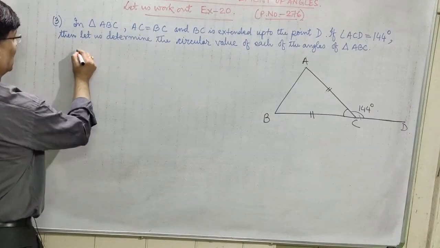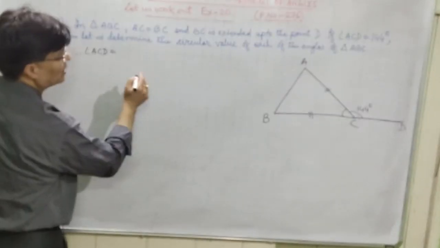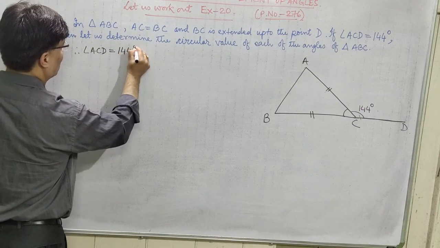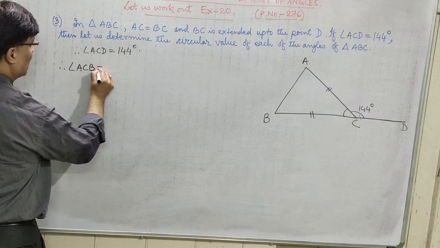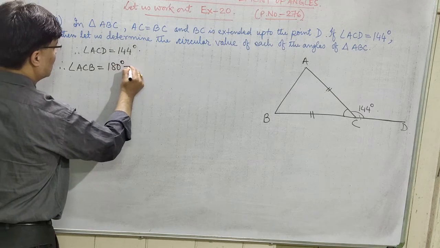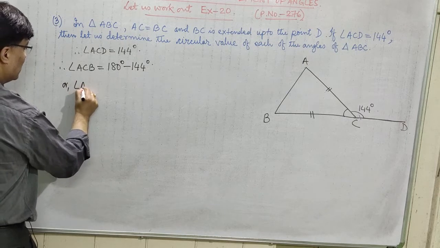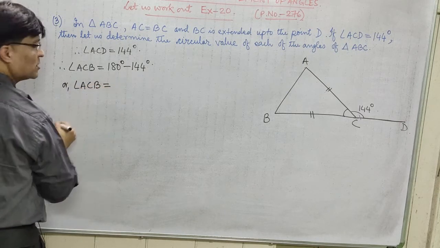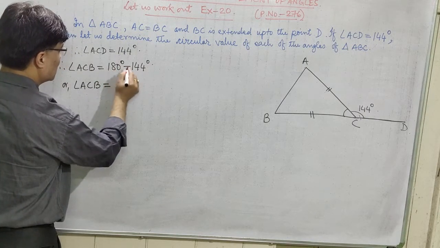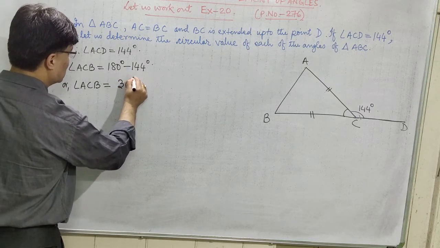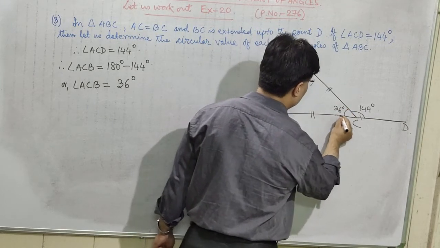So here angle ACD is 144 degrees, right? Therefore, angle ACB will be equal to 180 degrees minus 144 degrees. What is 180 minus 144? 10 minus 4 is 6. 7 minus 4 is 3. That is your 36 degrees. So angle ACB is 36 degrees. Is that understood now?